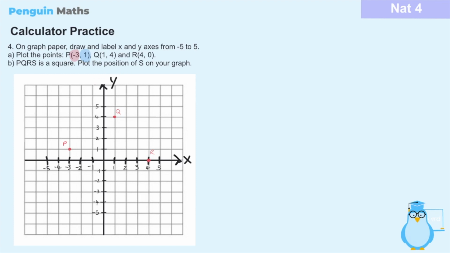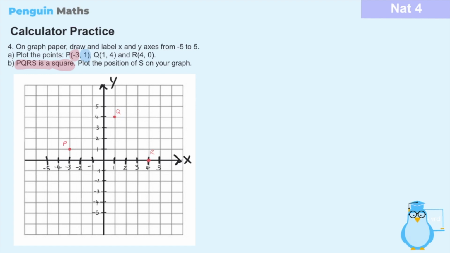Now when we do something like this, the key thing to consider is what makes a square a square, like what makes a square unique compared to other shapes, because we have to think about that in order to find out where the point is on the diagram. And obviously the thing about a square is that it has 4 sides, it has 4 corners, but the key thing is 4 equal sides that make up a square, and we can use that bit of knowledge in order to figure out where S is going to be.